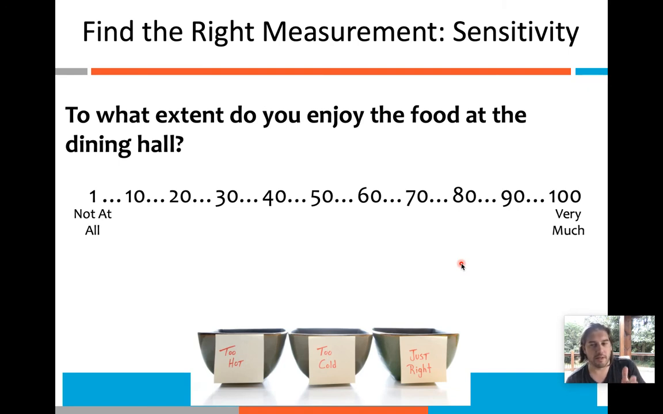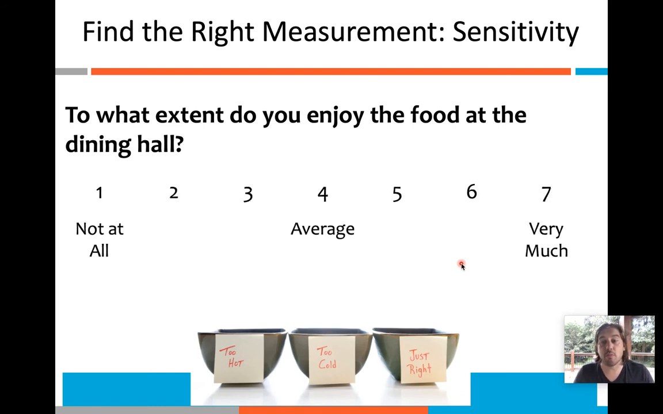The difference between a 70 and a 72 is not a giant difference. Those people who rate it as a 70 and those people who rate it as a 72 probably eat the dining hall food just as much as each other, right? There's no difference between the 70 and the 72 people. So I have too much sensitivity. I've overshot my target.